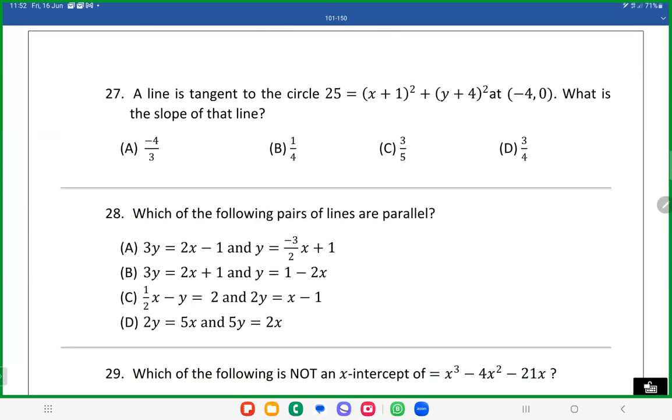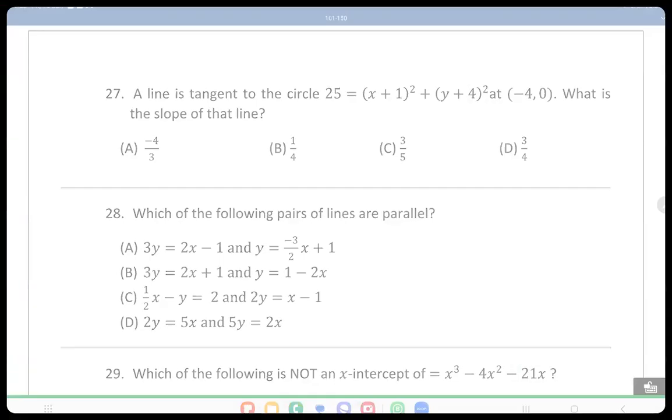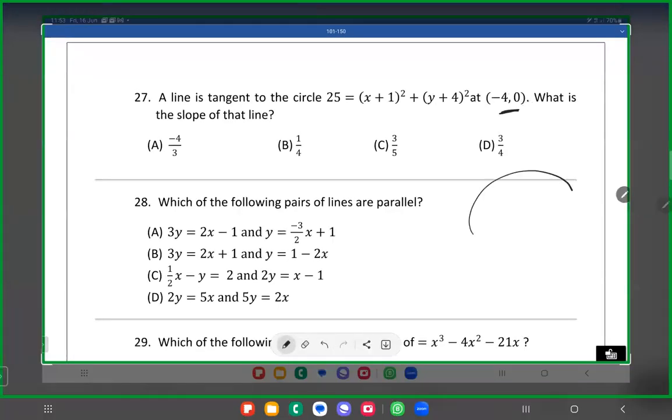طيب. A line is tangent to the circle x squared plus y squared equals 25 at negative 4 and 0. بدي أعرف شو السنتر تبع السيركل. باختصار a line is tangent. عندي نقطة، اذا كان عندي السيركل هذا اللاين يكون تانجنت. السنتر شو عندي؟ نيجاتيف 1 ونيجاتيف 4.